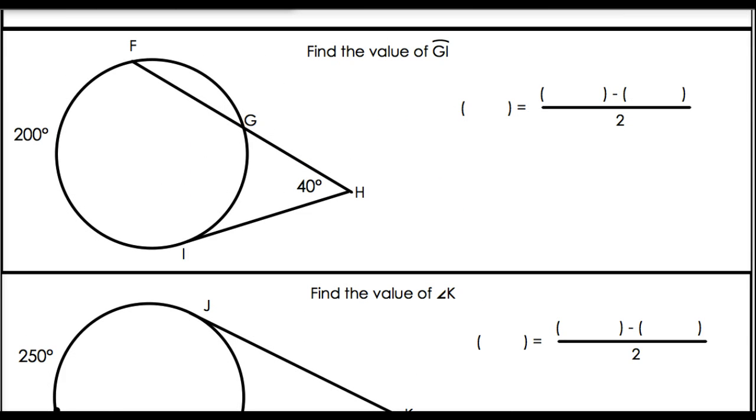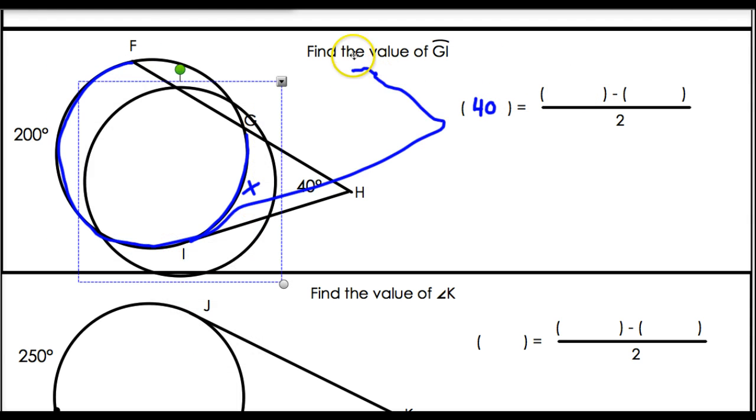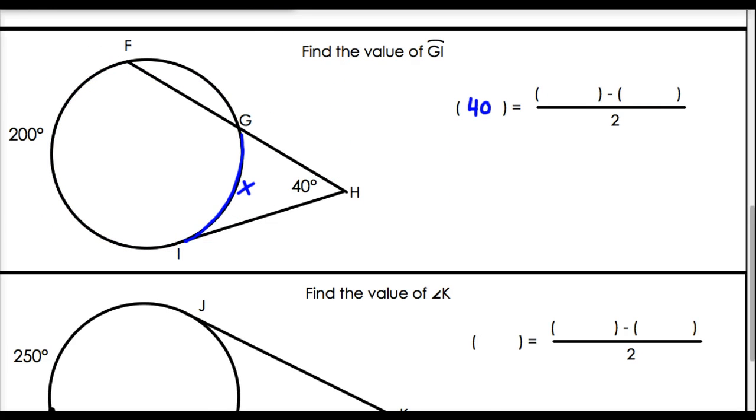We want to find the value of arc GI, which happens to be our smaller arc. Since we don't know that, let's put an x there, and let's plug into our formula now. We know that the angle, which is 40, is equal to the bigger arc, which is 200. That's a big arc. Oh no, what's happening? Okay, it's all good.